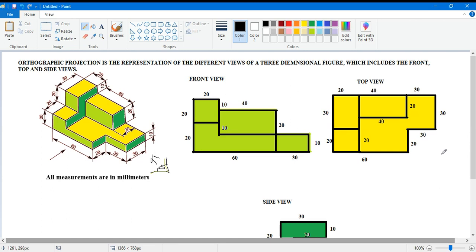All right, so after we analyze this, we can start with the drawing. Okay, which is we're gonna do it right now.